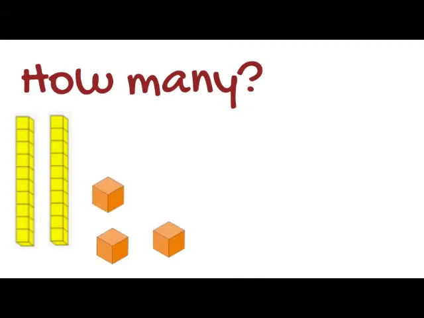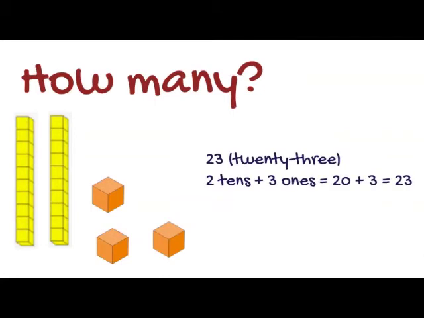How many are these? Two blocks and three cubes make it. Anybody can tell me? Yes, it is 23. Twenty-three. Two tens plus three ones make it 20 plus 3 is equal to 23. Here 20 plus 3 is the expanded form of the number 23 and 23 is the number name.